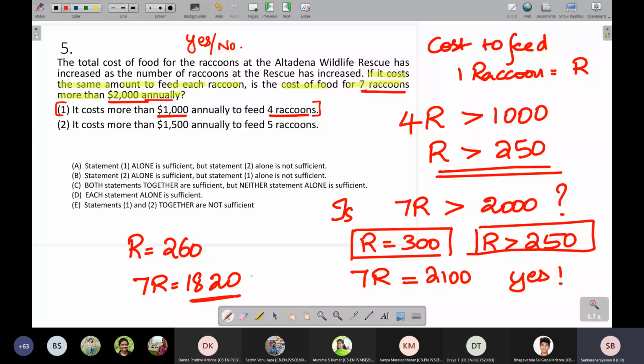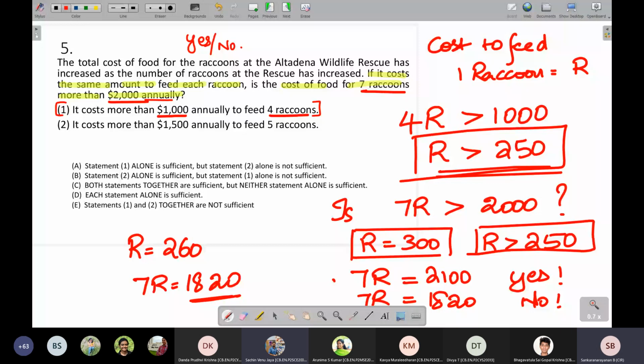Is it clear to you? Please let me know. So satisfying R greater than 250, we can see that 7R may be more than 2000 or maybe not more than 2000. It can be less than 2000 also. Is the explanation and logic clear to you all? Yes, please let me know. Feedback is important. Yes, sir. Okay. So statement 1 alone is not sufficient.